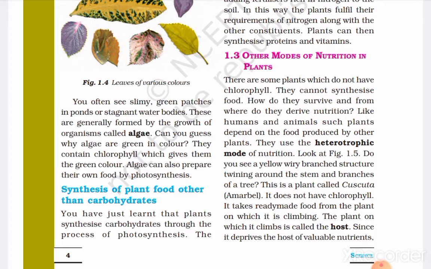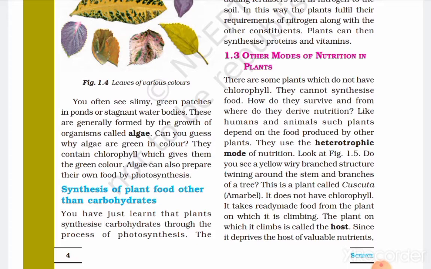There are some plants which do not have chlorophyll. They cannot synthesize food. How do they survive, and from where do they derive nutrition? Like humans and animals, such plants depend on food produced by other plants. They use the heterotrophic mode of nutrition.